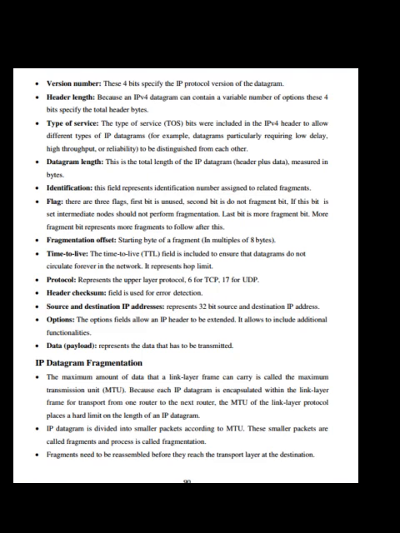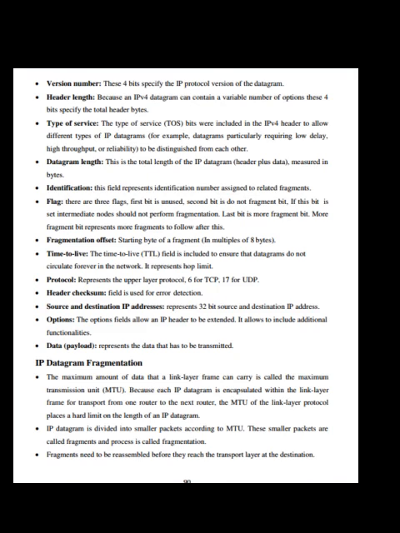Header checksum field is used for error detection. Source and destination IP addresses represent the 32-bit source and destination IP address. Options. The options field allows an IP header to be extended. It allows to include additional functionalities. Data payload represents the data that has to be transmitted.